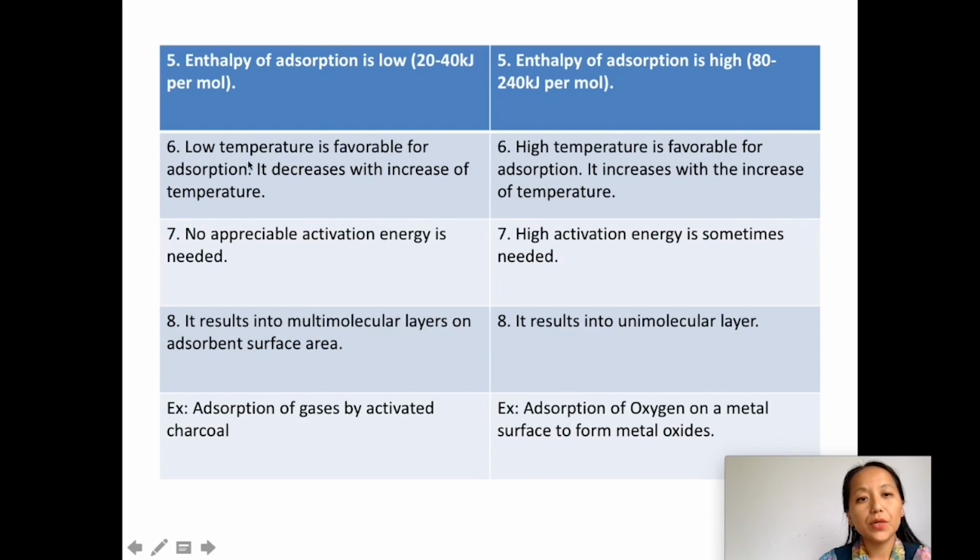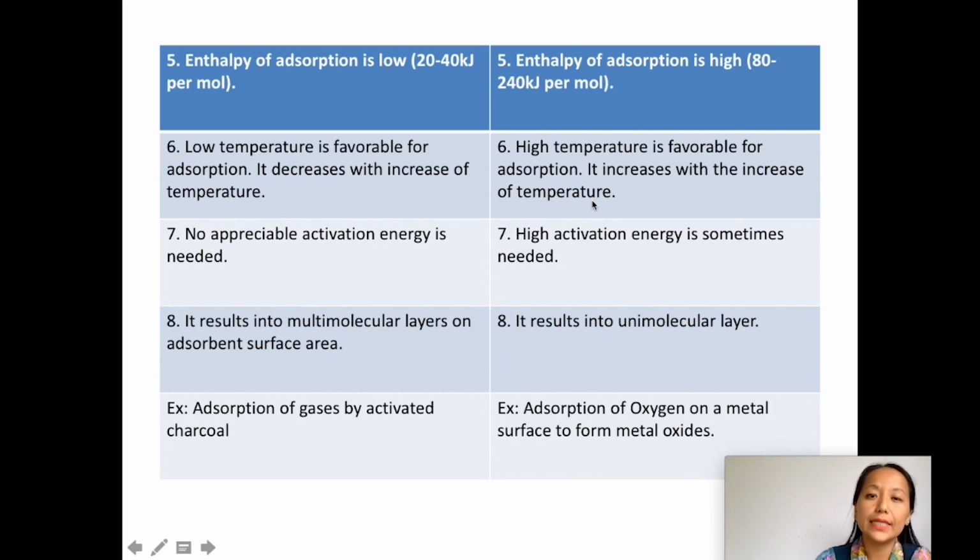And then the next point of difference is low temperature is favorable for adsorption. It decreases with increase of temperature in the case of physical adsorption. In the case of chemisorption, high temperature is favorable for adsorption. It increases with increase of temperature.